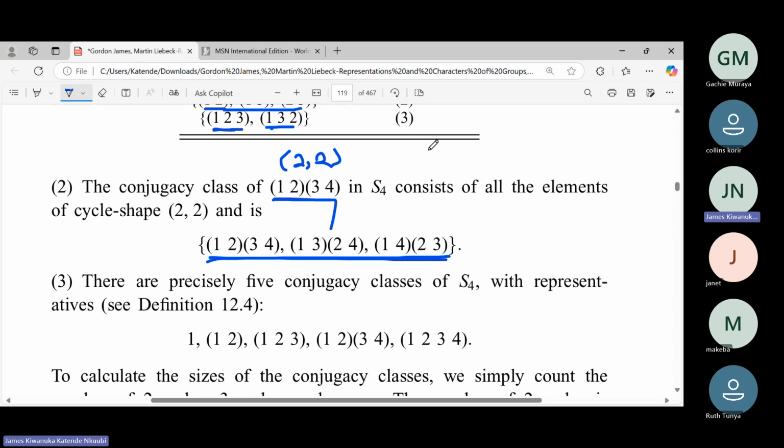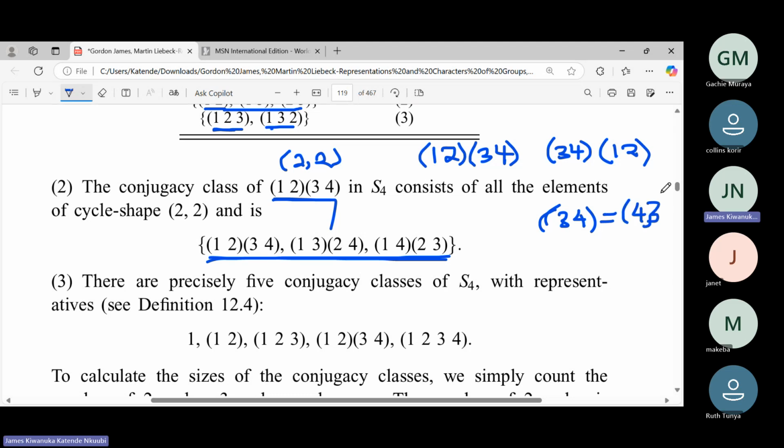The other important thing that you need to remember is that disjoint cycles commute. So if you have something like (1, 2)(3, 4), since they are disjoint cycles, it's the same thing as (3, 4)(1, 2). And also, if you have a cycle like (3, 4), it's the same thing as (4, 3). This is exactly the same cycle, so if you write (4, 3), you will be repeating yourself. As you work on this, keep these things in mind.